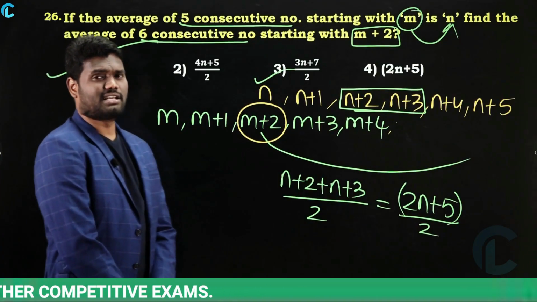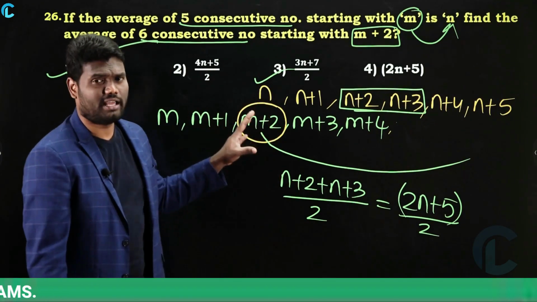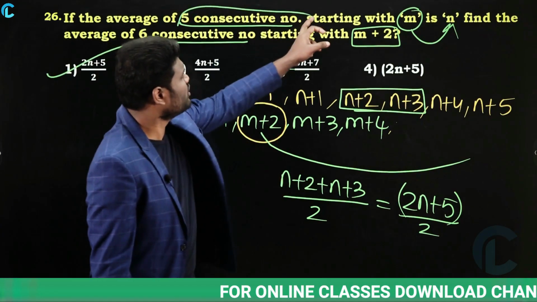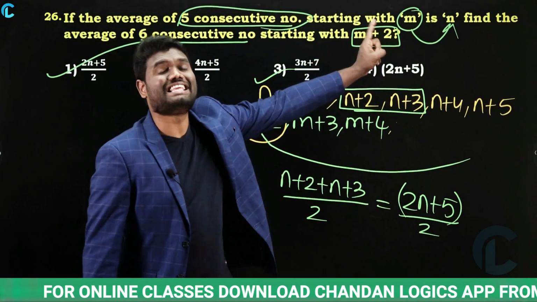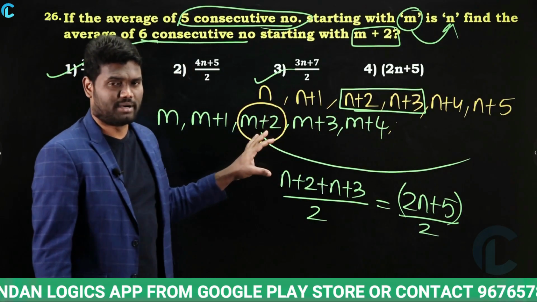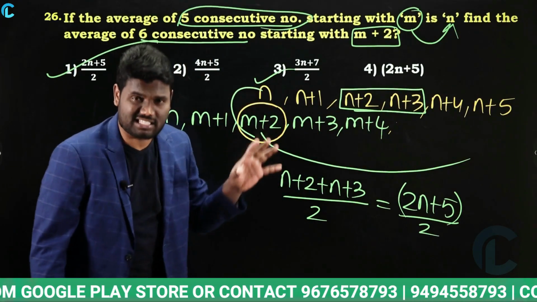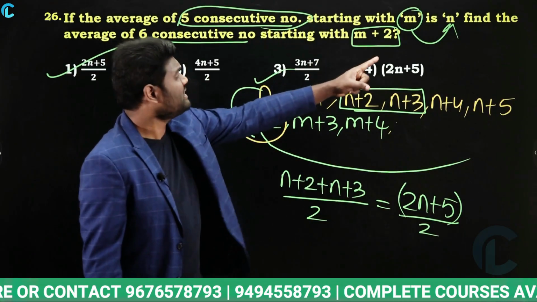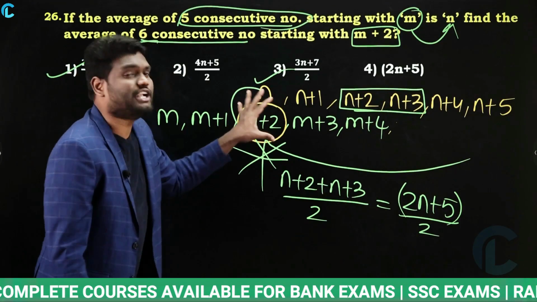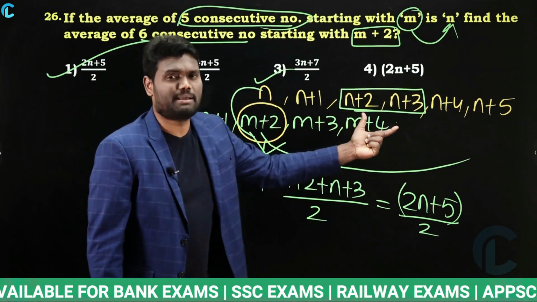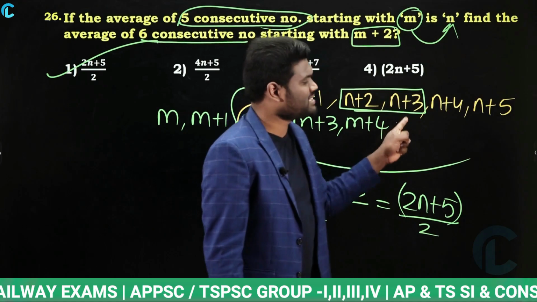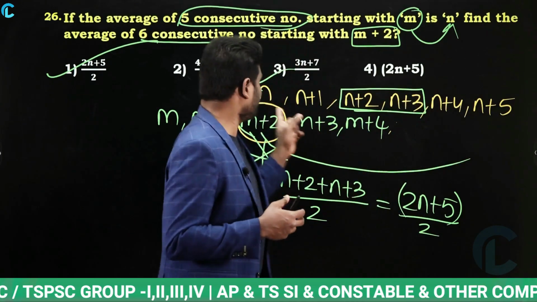Very simple question. Just read the question clearly. Once you read the question clearly, solving it becomes very simple. What the question said is: for 5 consecutive numbers starting with m, that is m, m plus 1, m plus 2, m plus 3, m plus 4, the average is n. Now the question says find the average of 6 consecutive numbers starting with m plus 2, which means I need to start from here. Starting from here I need 6 numbers. You already know this number is n, so the numbers are n, n plus 1, n plus 2, n plus 3, n plus 4, n plus 5. I need the average of these 6 numbers.